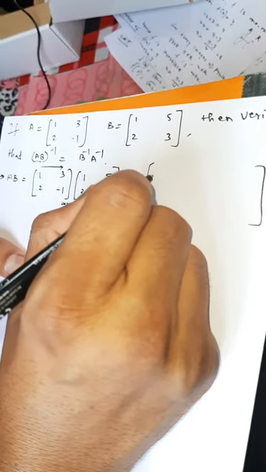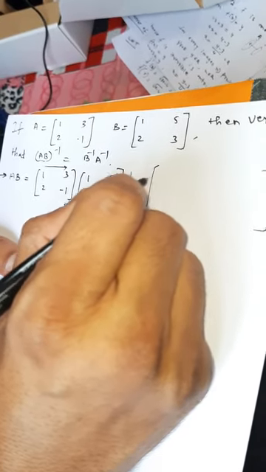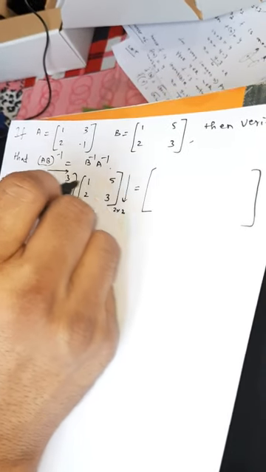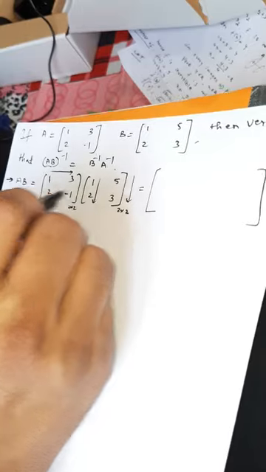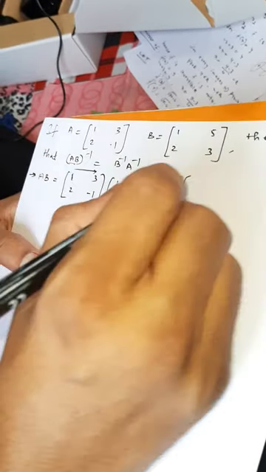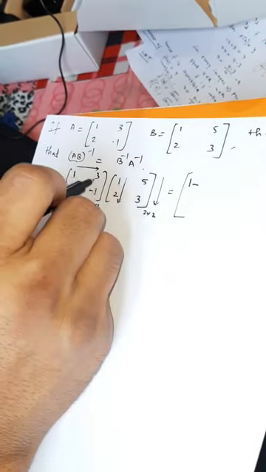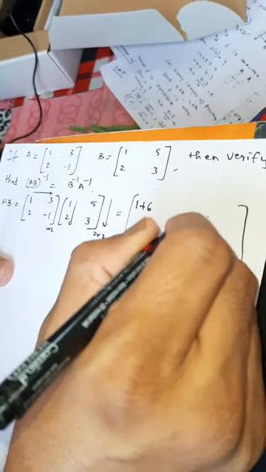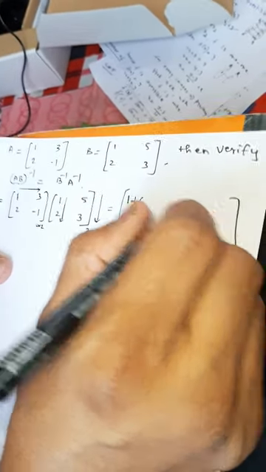and this is the element in first row, first column. So take the first row of the first matrix and first column of the second matrix, that is 1 into 1, 1, plus 3 into 2, 6. This is the element in first row, second column. First row means first row of the first matrix and second column of the second matrix. That is 1 into 5, 5, plus 3 into 3, 9.